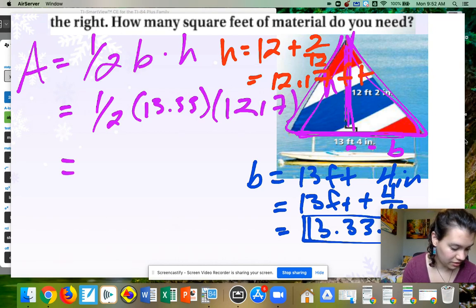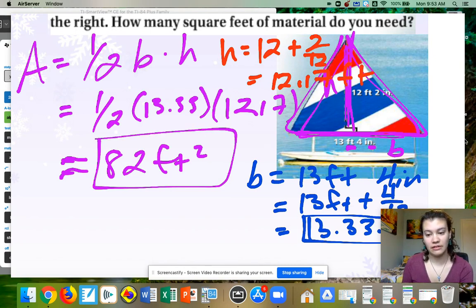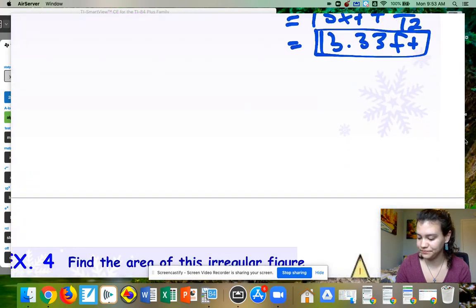So then multiply all of those together and you should end up getting about 82 feet squared. So to make that triangle sail, you need about 82 feet squared of surface area or fabric.